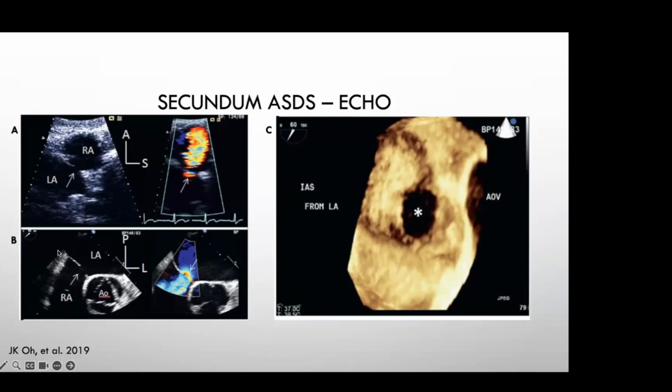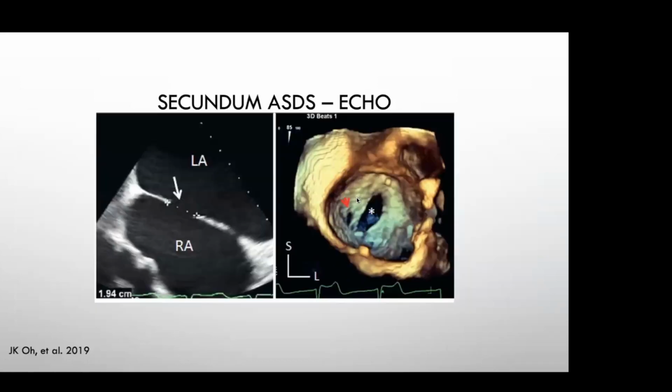And then in panel B, this is a transesophageal image showing, again, that interatrial septum with a clear defect. And then subsequently, you see flow moving from the left atrium to the right atrium. And then a 3D view on transesophageal echo showing the defect. It shows a circular secundum ASD with a large rim around the circumference.